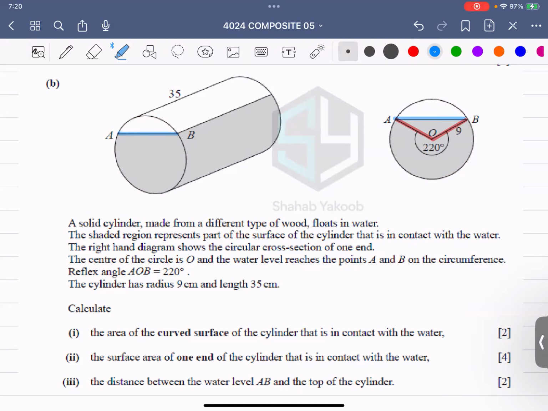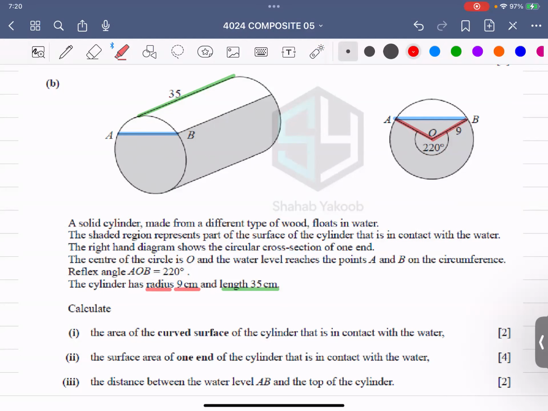And what else is there? Now it says that the center of the circle is O, that's right over here. Water level reaches the points A and B on the circumference. Reflex angle is 220, that's over here. The cylinder has a radius 9 and length 35. This 35 centimeter is right over here, and this radius is the red one, that is 9 centimeter.